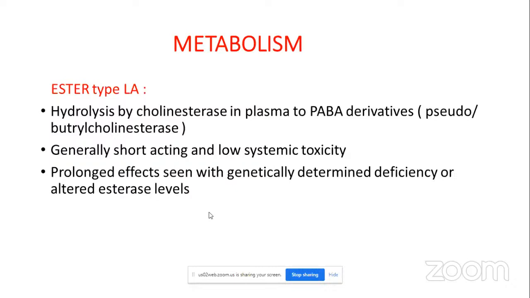For this, we use the dibucaine number, which gives us the activity of the atypical pseudocholinesterase enzyme levels. When there is atypical pseudocholinesterase enzyme, there will be prolonged action of the ester type local anesthetics as it is not metabolized by typical cholinesterase enzyme.